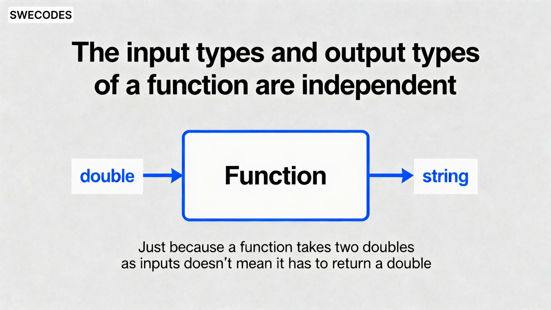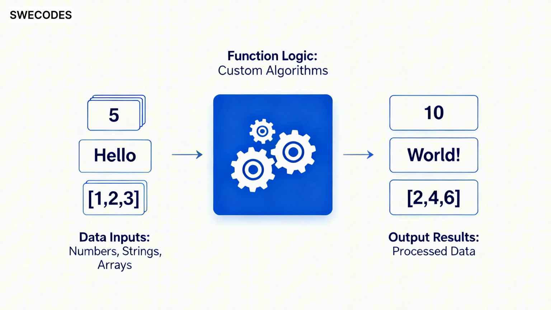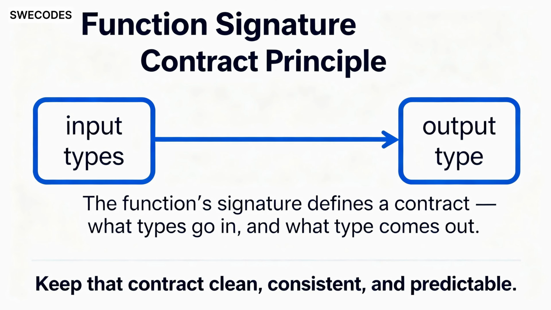Here's where a lot of beginners get tripped up. The input types and output types of a function are independent. Just because a function takes two doubles as inputs doesn't mean it has to return a double. You could easily write something like int my_function(double n, char x) { do something complex }. Here, the inputs are a floating point number and a character, but the function returns an integer. This flexibility is what makes C so powerful. You can design functions that take in various types of data and produce whatever kind of result your logic demands. The key design principle: the function signature defines a contract. What types go in and what type comes out. Keep that contract clean, consistent, and predictable.